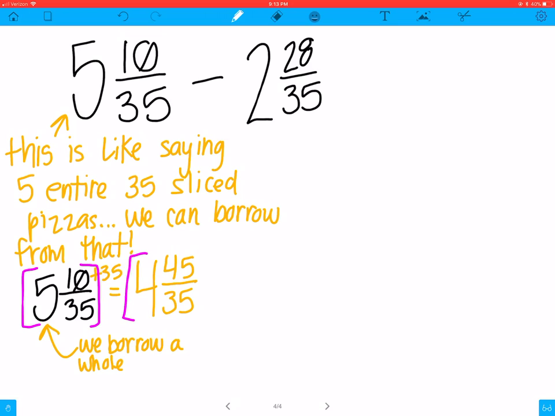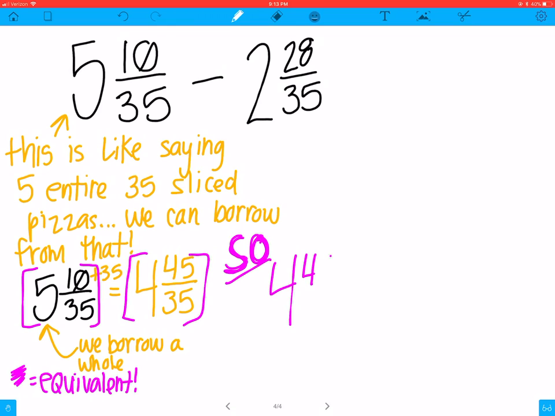How amazing is this? Now, these are equivalent. They look weird, right? Because it's like, well, 5 and 10/35 and 4 and 45/35. They are still equivalent. Yes, this is totally like, I'm getting goosebumps from all this math happening. So, it's time to subtract. 4 and 45/35. And I'm going to subtract 2 and 28/35.